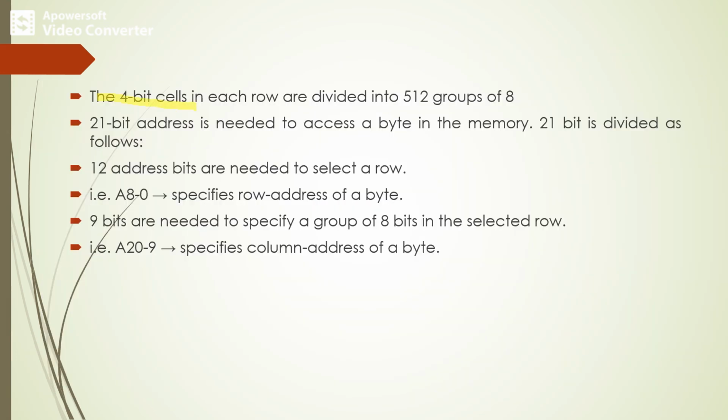The 4096-bit cells in each row are divided into 512 groups of 8 bits, and a 21-bit address is needed to access a byte in the memory. The 21 bits are divided as follows. 12 address bits are needed to select a row, and A8 to A0 specify the row address of a byte. 9 bits are needed to specify a group of 8 bits in a selected row. That is A20 to A9, which specifies the column address of a byte.